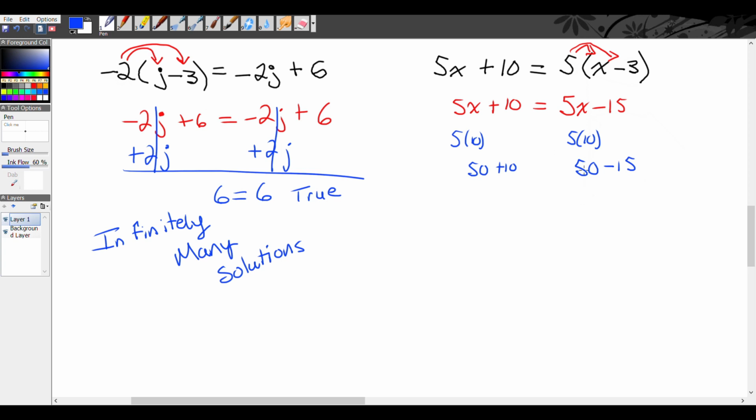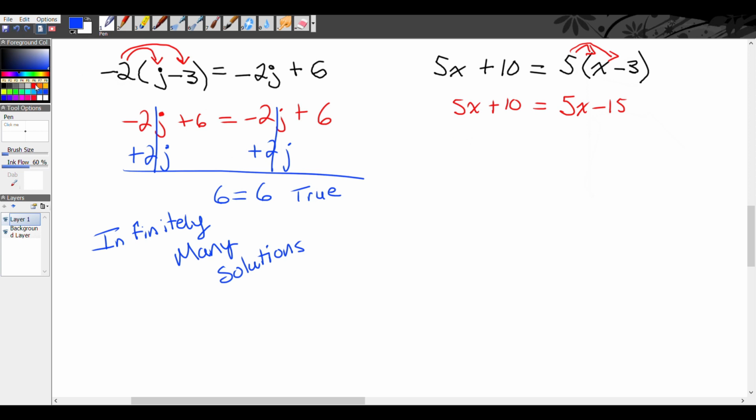So what this points to is the fact that whereas this equation on the left is always true, this equation on the right is never true. It's impossible for 5x plus 10 to ever equal 5x minus 15. Okay? And so that's what's going on here. Let's just go ahead and finish the steps so we can see what that looks like.